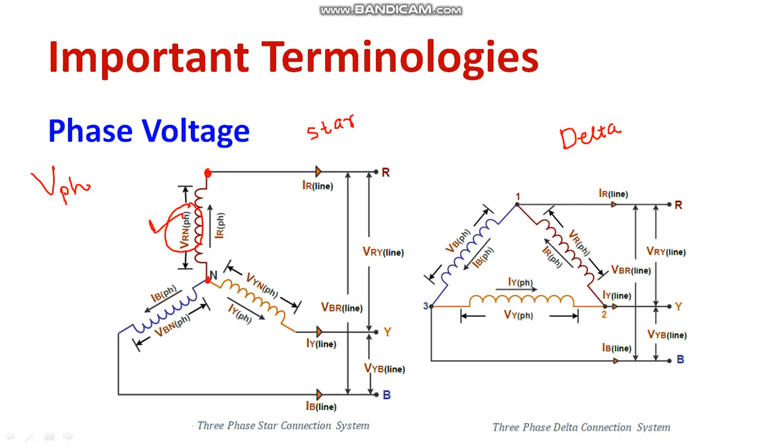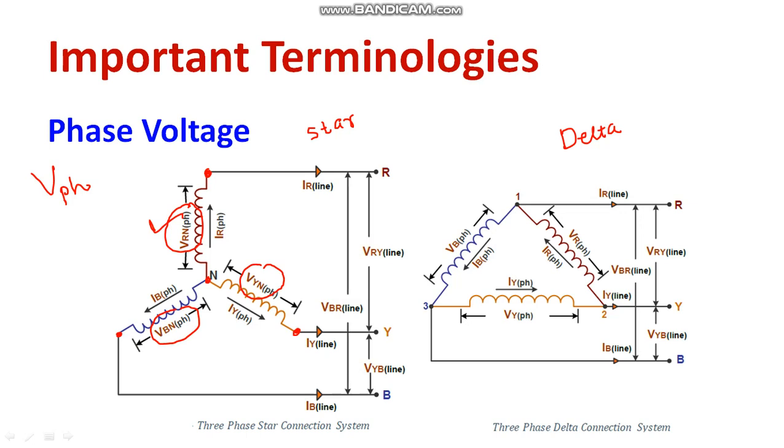Likewise, take another line. Let us take Y as another line. See, this is your Y and this is your neutral point. Look at this, voltage across Y and N is called phase voltage. Moving on to the third line. Now let me take B and N. Voltage across B and N is known as phase voltage. I hope you understood. Moving on to delta.